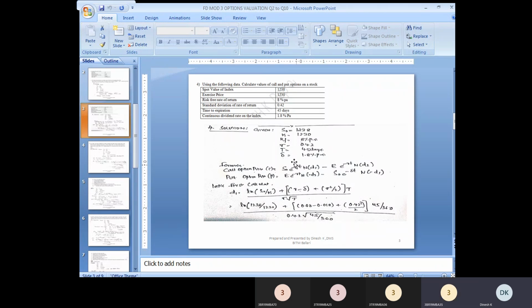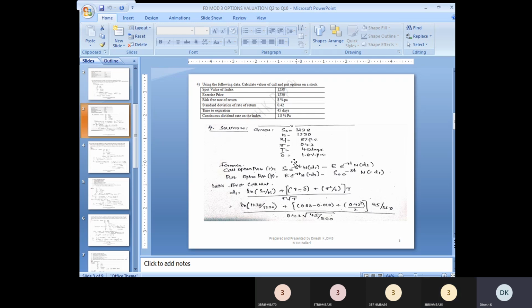1230 multiplied by exponential to the power of minus R, R is 0.08 multiplied by 45 divided by 360. Done? Yes, sir. Then multiplied by the normal distribution value of minus d2. How much did we get the value here? You said 0.484, 0.4842.